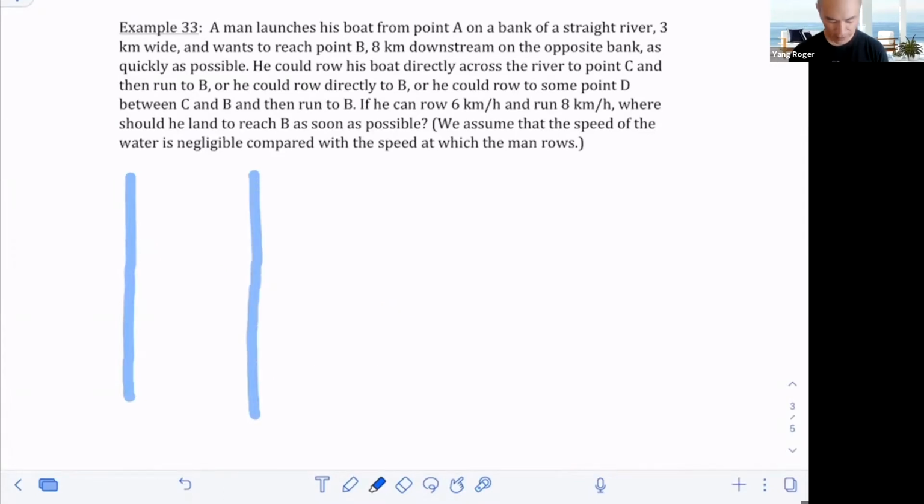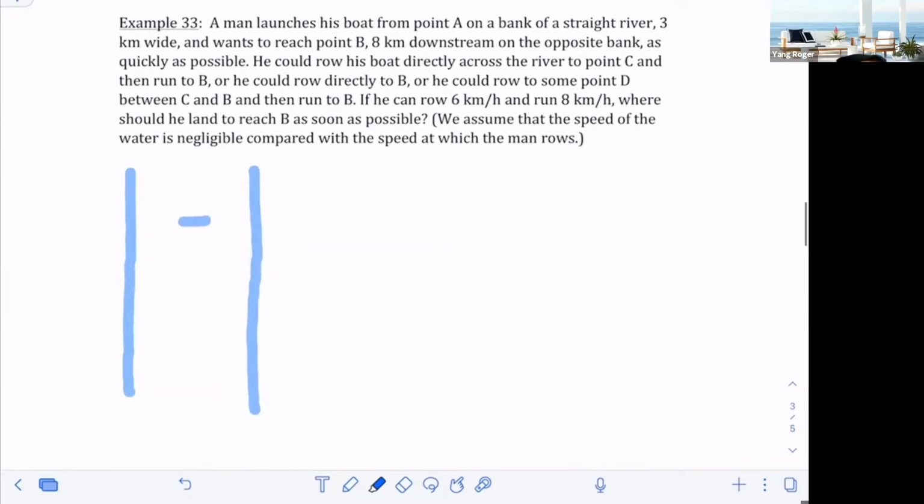You can label it river. That looks ugly. I can't have that. Sorry. Don't do this in pen. And then they tell us that this river is 3 kilometers wide. So we could put a 3 kilometers like this.